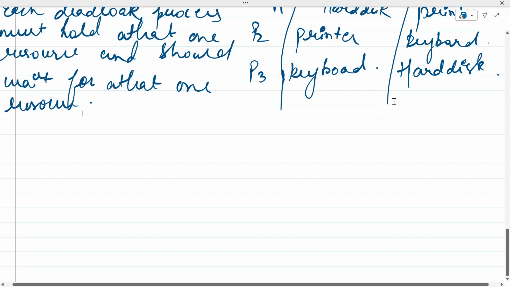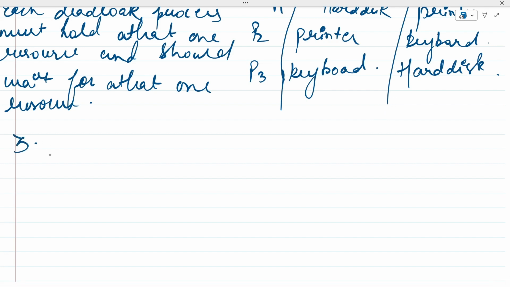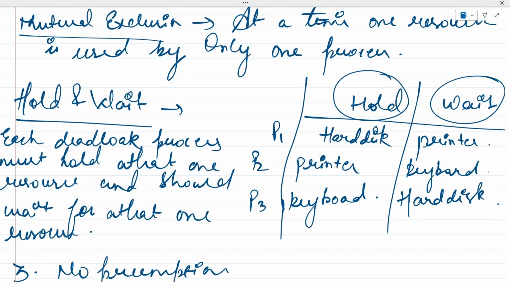Now, the third one is called no preemption. What is the meaning of this? It says that a resource which is allocated to a process cannot be preempted. It means the operating system cannot forcefully take the held resource from a process.